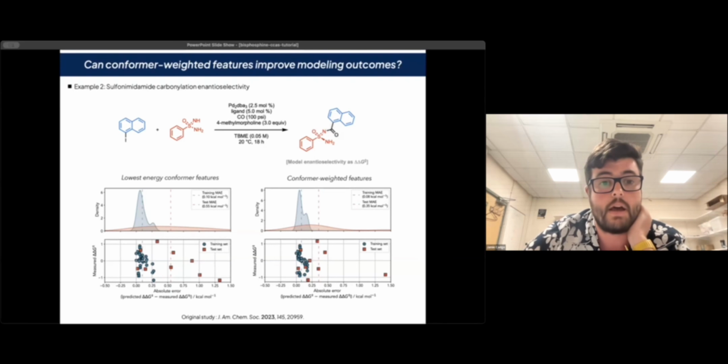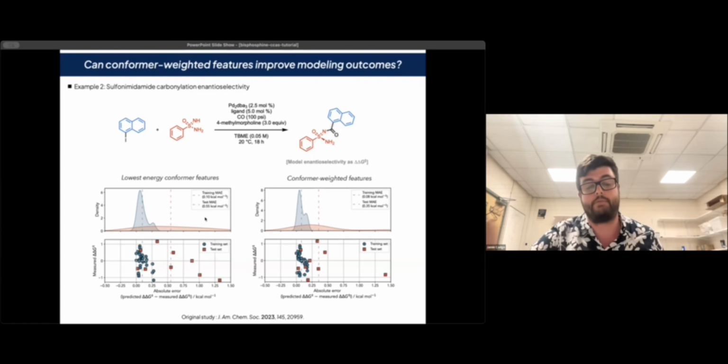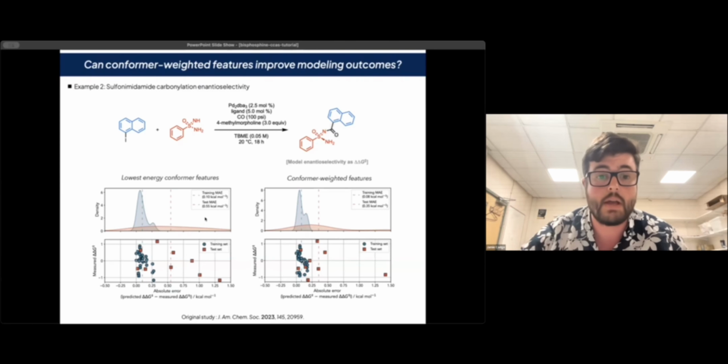We ended up using a bit more of a flexible model. Rather than using multivariate linear regression, we used a decision tree regression model, but we see the same sort of thing. Going from our conformer weighted features, we have a pretty low test MAE when we compare it to our lowest energy conformer features. So including conformers in our features for the bisphosphine models, in both cases, does show some level of improvement.